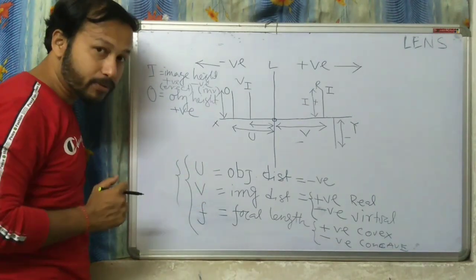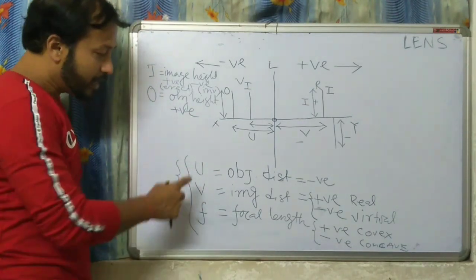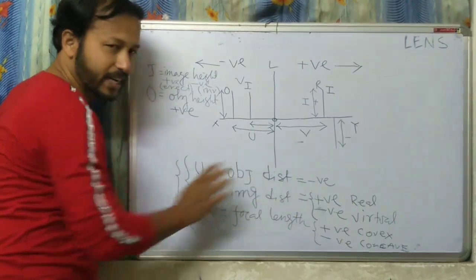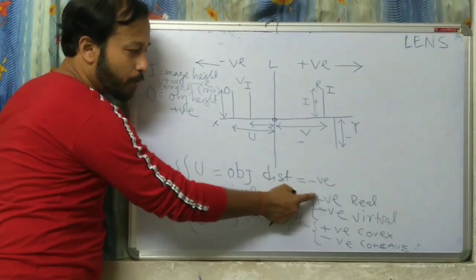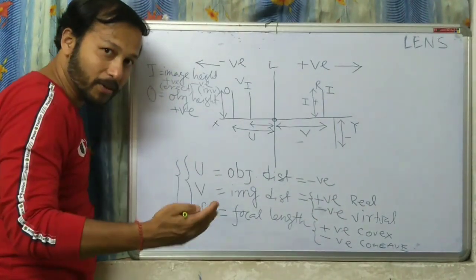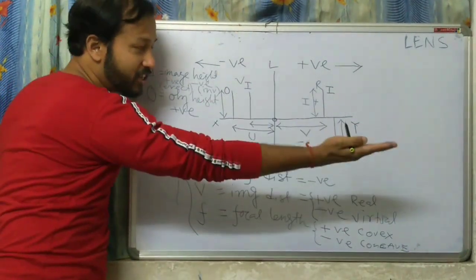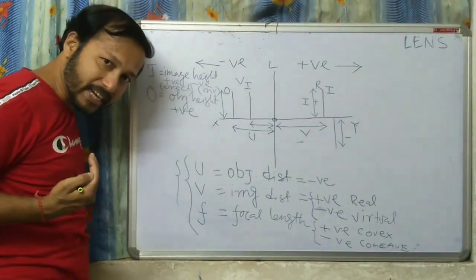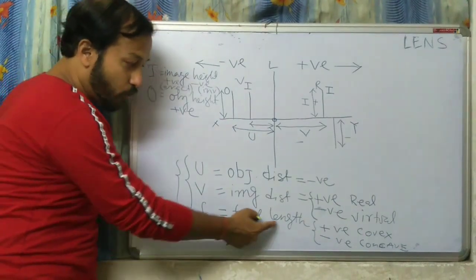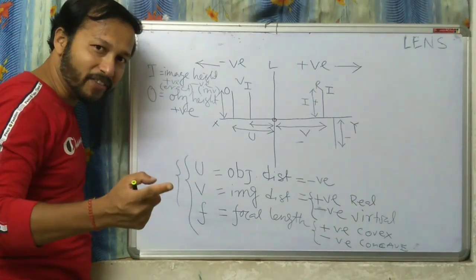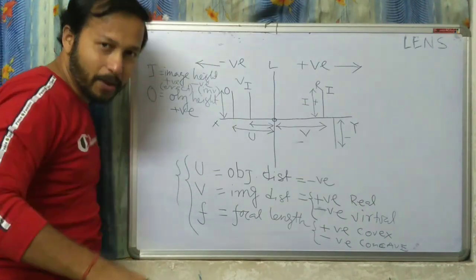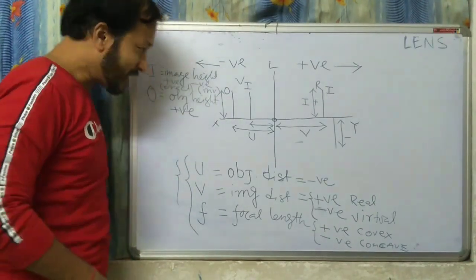So what are the terms we discussed? We need to revise it again. U is object distance, which is always negative. V is image distance, which is positive or negative, both. Positive for real, I mean that side. Negative means virtual, I mean this side. F is focal length. Focal length is positive or negative. Positive for convex, negative for concave.